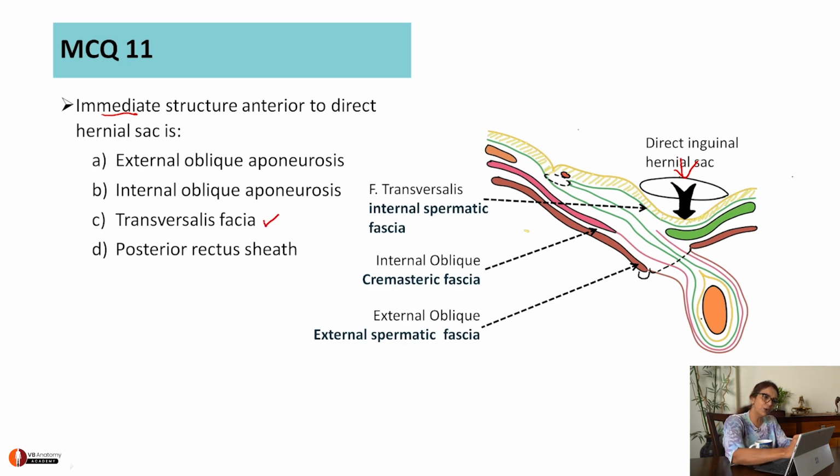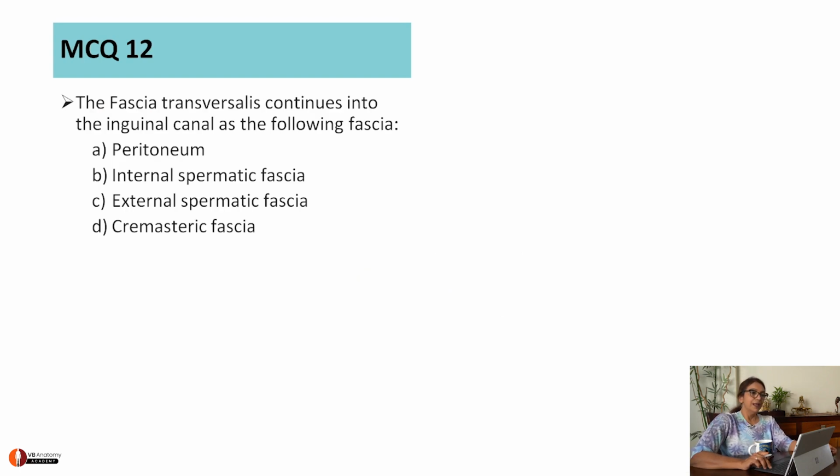External oblique aponeurosis is there. Internal oblique aponeurosis is also there. But the transversalis fascia is immediately anterior and therefore C has to be the option. Yes, it is. Let's go to MCQ 12. Fascia transversalis continues into the inguinal canal as the following fascia. You remember I told you. Fascia transversalis continues as internal spermatic fascia.